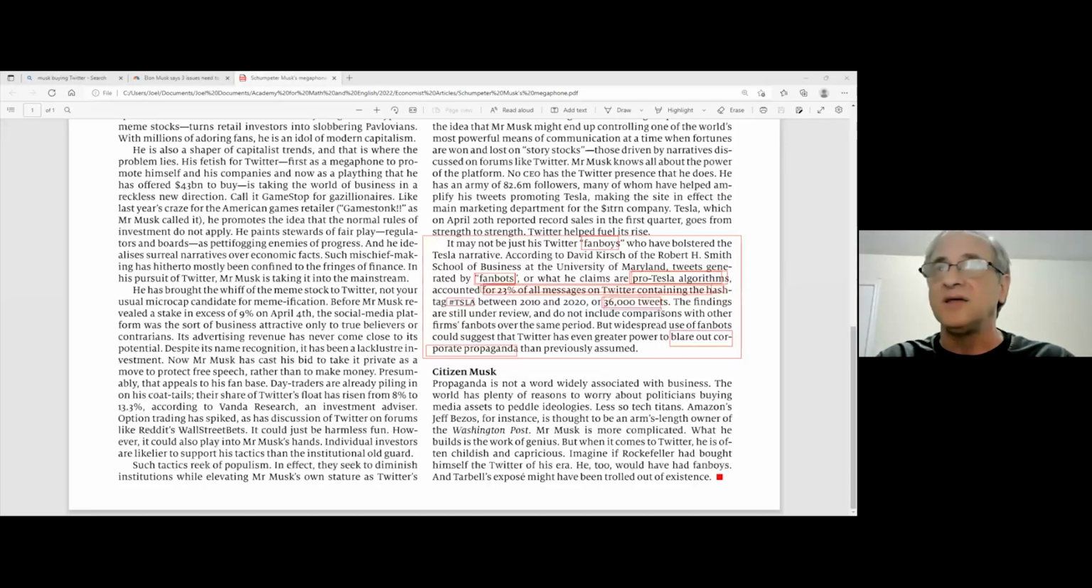36,000 tweets, that's a lot. That shows you how much Tesla is using Twitter and how much Elon Musk is using it. Now, they're not sure about these, they are still under review, and they have to compare it with fan bots over the same period. But because of the widespread use of fan bots, so many fan bots are used, it could suggest that Twitter really has a lot of power to blare out corporate propaganda.